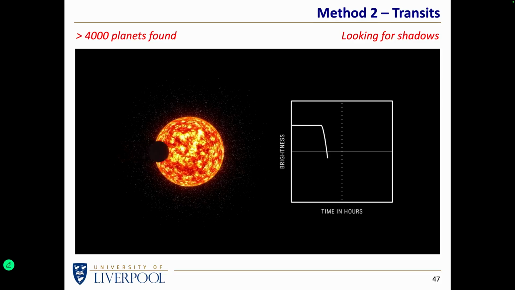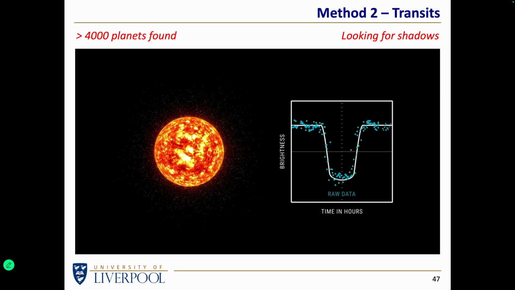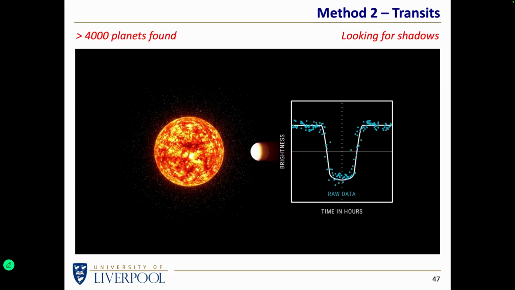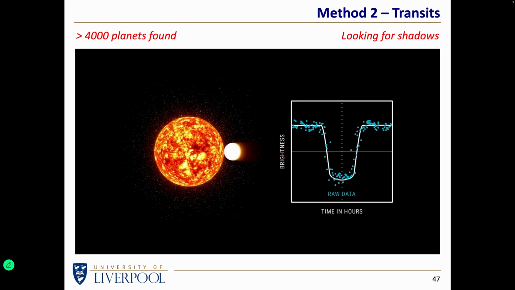So although ideally the light would do that indicated by the white line, what we actually have is a whole load of data points measuring the brightness at different times, and then we try and fit that data to the white line to determine what are the characteristics of this particular planet that is transiting the disk.